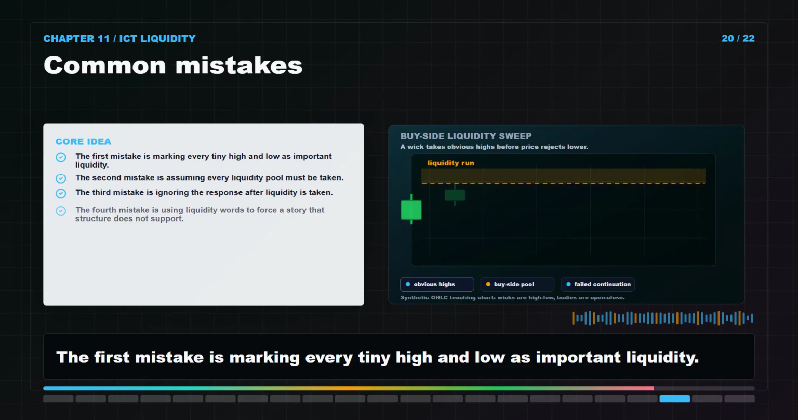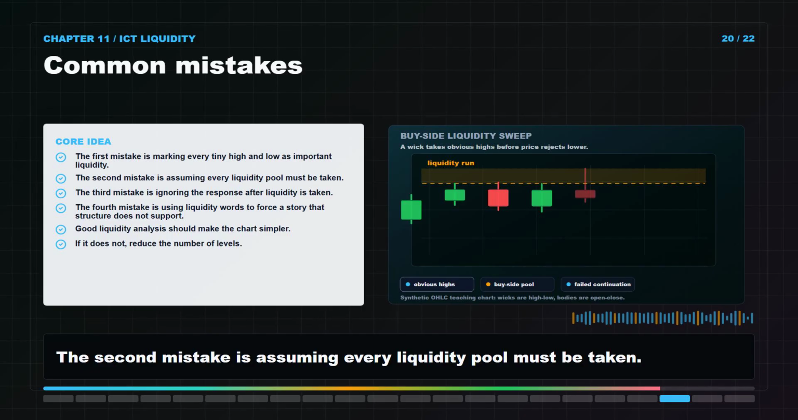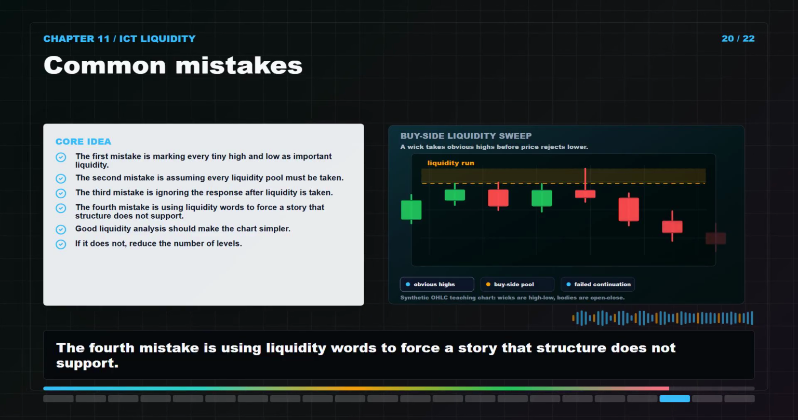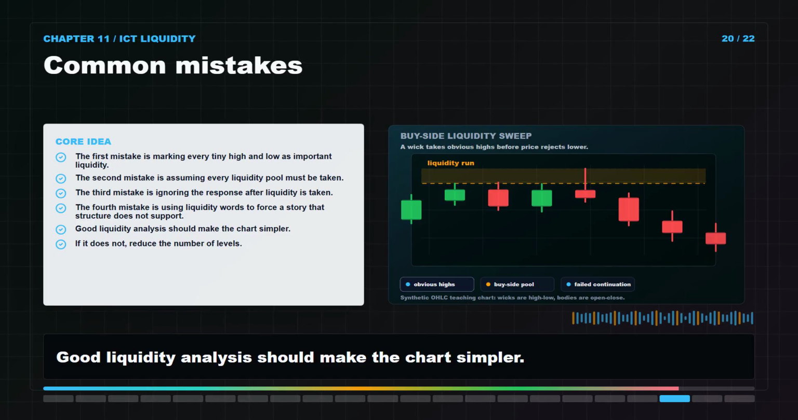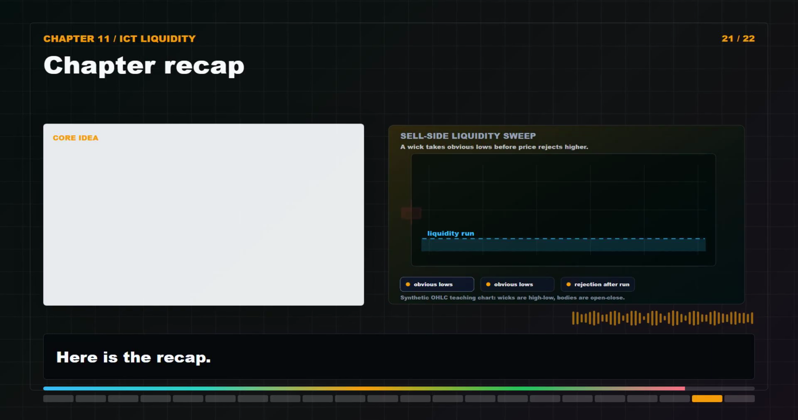The first mistake is marking every tiny high and low as important liquidity. The second mistake is assuming every liquidity pool must be taken. The third mistake is ignoring the response after liquidity is taken. The fourth mistake is using liquidity words to force a story that structure does not support. Good liquidity analysis should make the chart simpler. If it does not, reduce the number of levels.